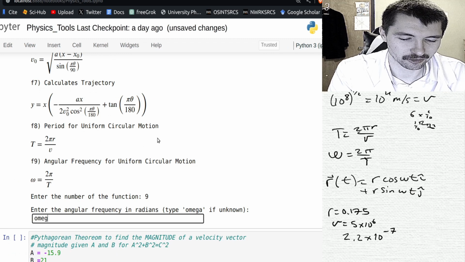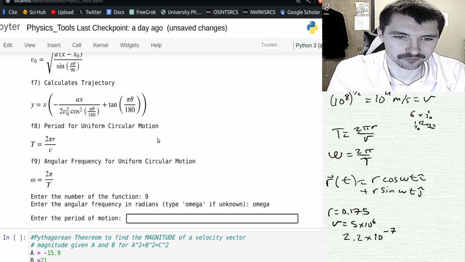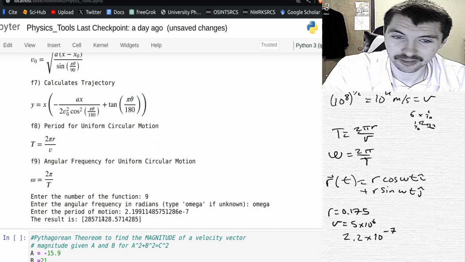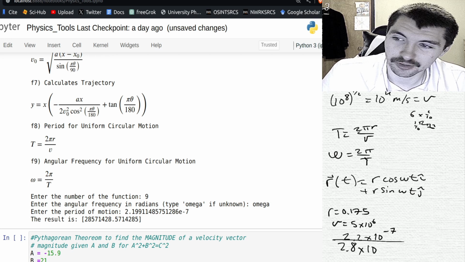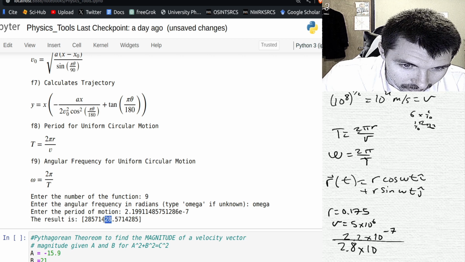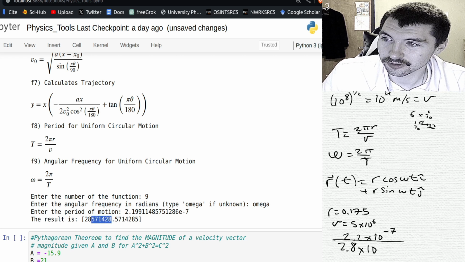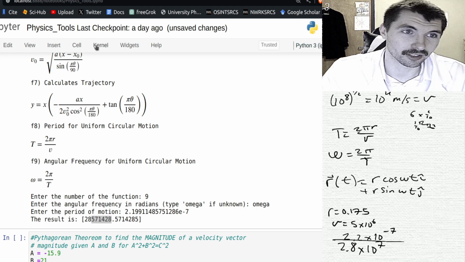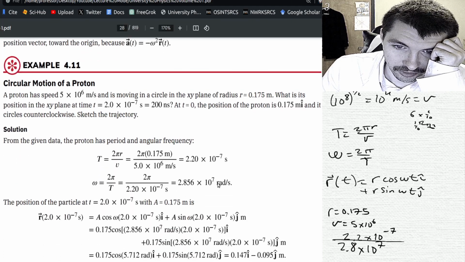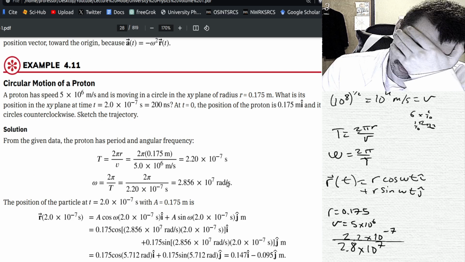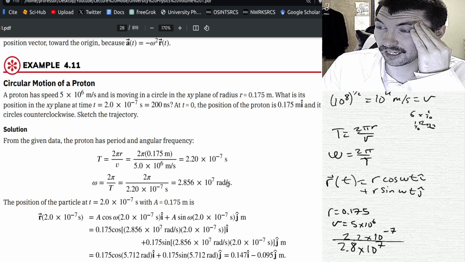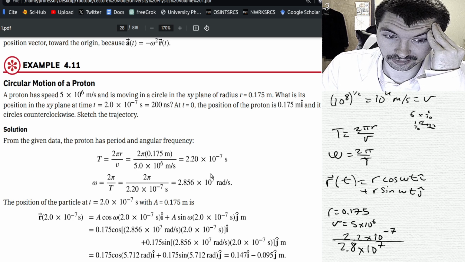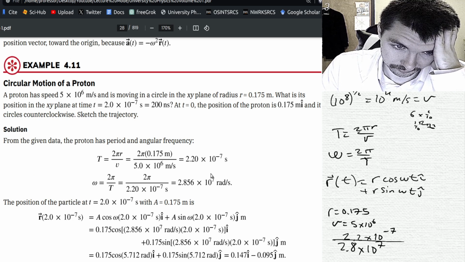9 mega, enter the period. Okay, so we're getting 2.8 times 10 to the 7. Is that what they got? 2.8 times 10 to the 7. Okay, so our calculator works. Absolute headache.